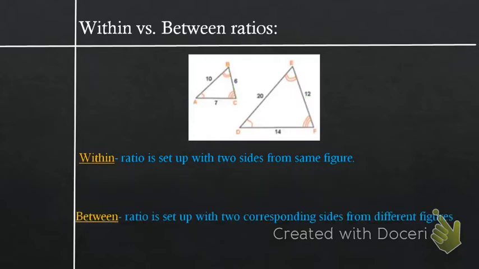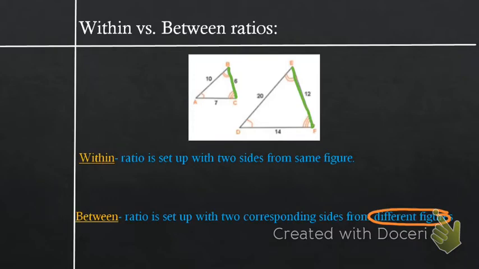All right, now an example with the between. You can use either way, the within or the between, but you'll still get the same answer. The between ratio is set up with two corresponding sides, but this time they're from different figures. Before we did it within the same figure, now we're going to do it with different figures. So again, I'm going to highlight my B to C with the green. The side that corresponds to B to C is E to F. They're on that right side of the triangle.